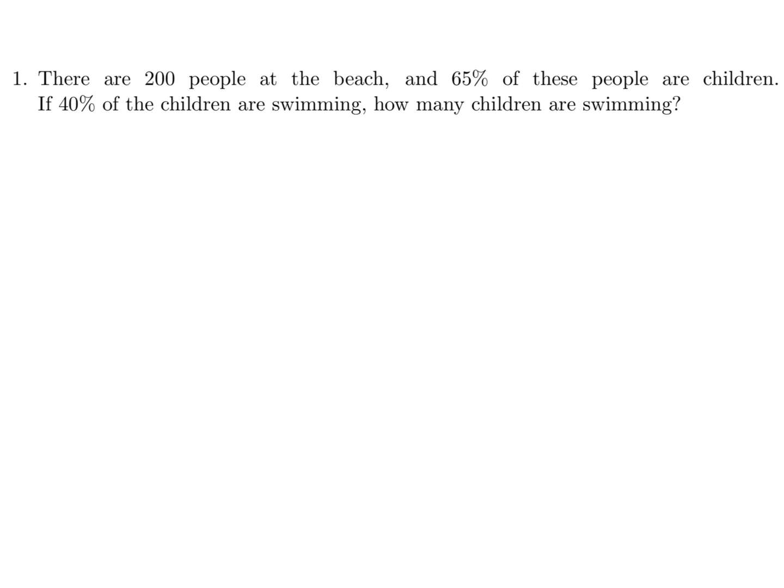There are 200 people at the beach, and 65% of these people are children. If 40% of the children are swimming, how many children are swimming? 200 is the initial, and of those, 65% are children. So 65% of 200 is 130.